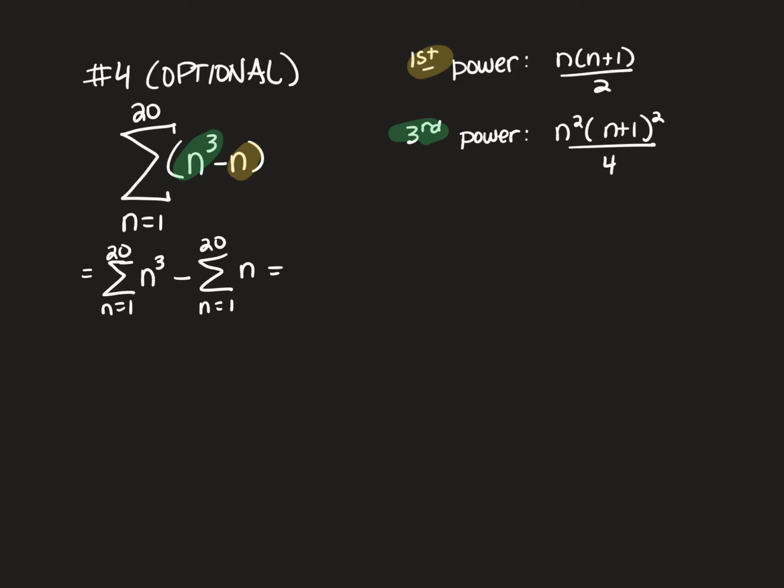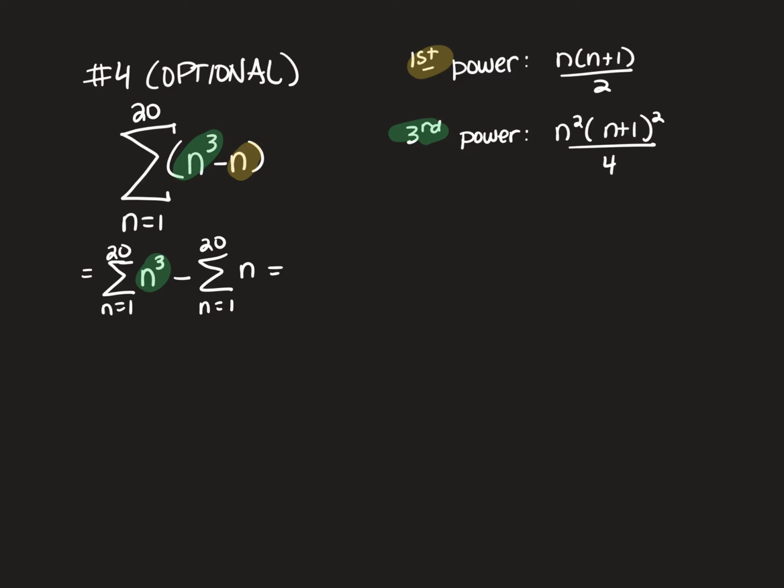So in both formulas, we're going to be plugging in 20 for n, because that's where our sum goes up to. So everywhere I see these n's in my formulas, I'll put 20. I just have to make sure I put them in the right order. So for example, my third power is going to come first. Okay, so I'll write that in green.